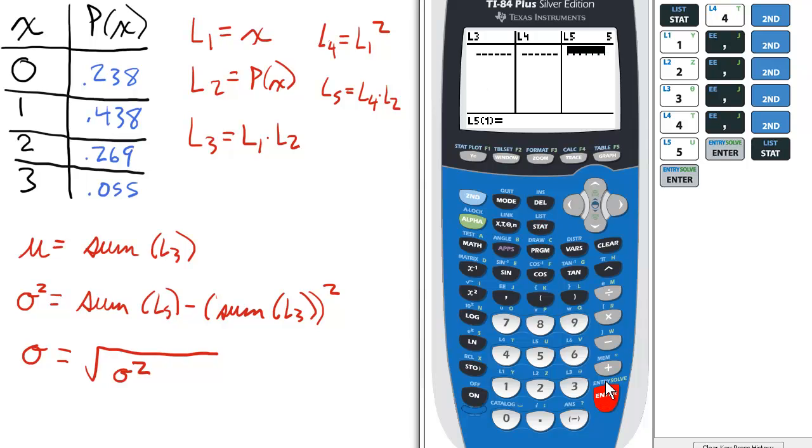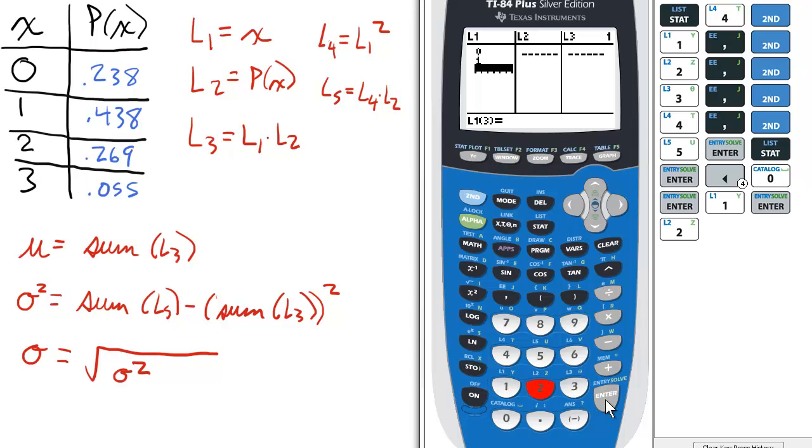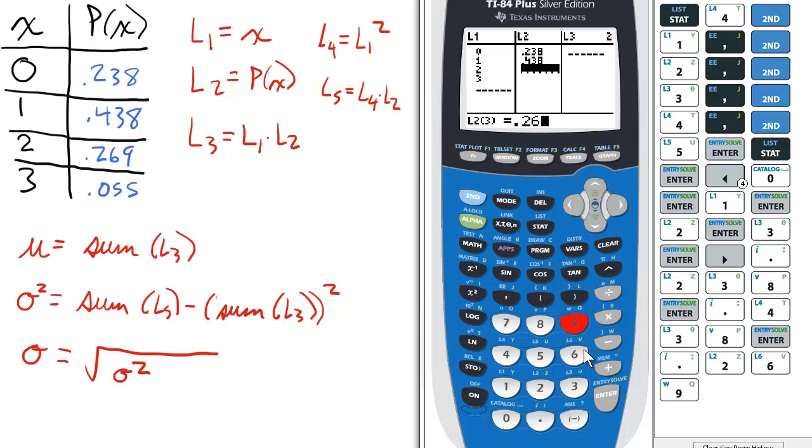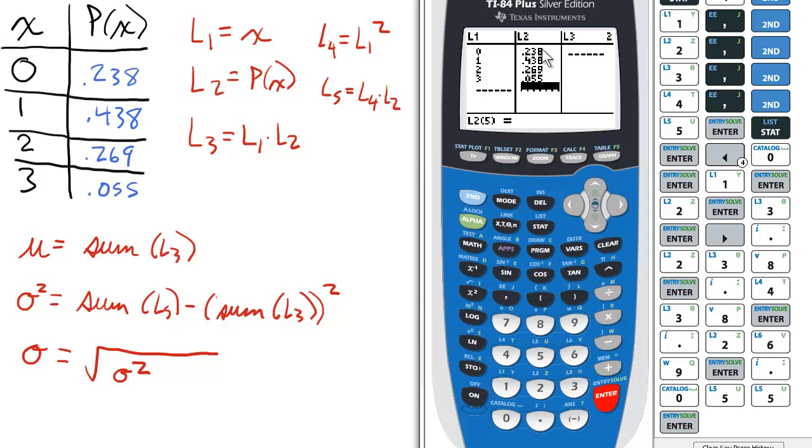We want to edit. We'll go back over to L1 and then enter 0, enter 1, enter 2, enter 3, enter. Scroll over to L2, enter those values there for the p of x, which will be 0.238, enter, 0.438, enter, 0.269, enter, 0.055, enter.